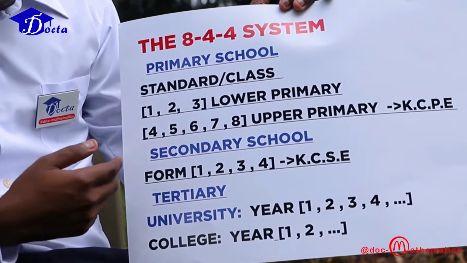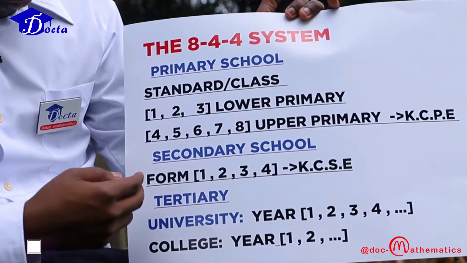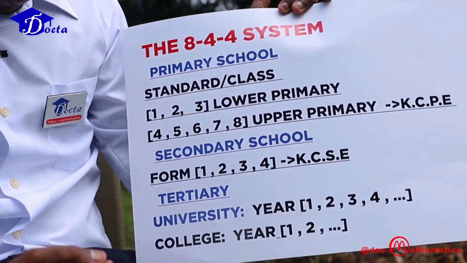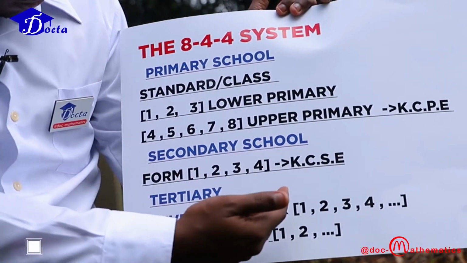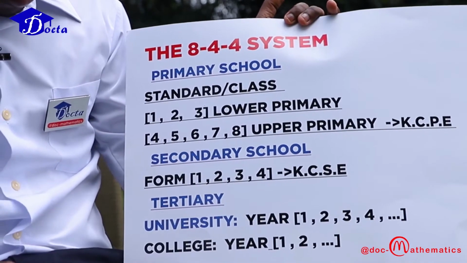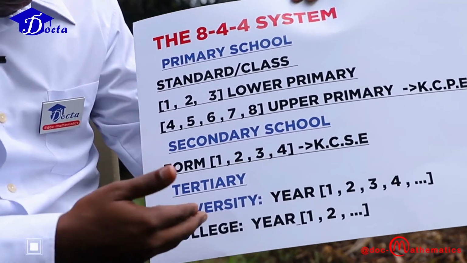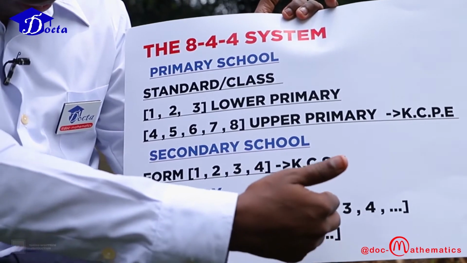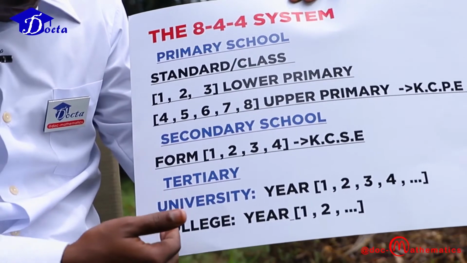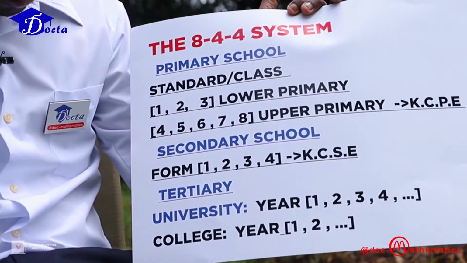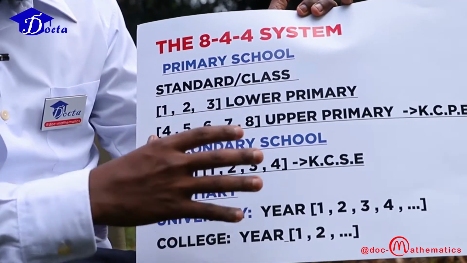Then afterwards, you go to secondary school. Here we talk of forms. So Form 1, Form 2, Form 3, Form 4. Then at Form 4, you sit for an exam. We call it the Kenya Certificate of Secondary Education. Then afterwards, you go for the tertiary. There are those who will go to universities, where they'll take 4 years, year 1, year 2, year 3, and year 4. Then there are those who will go to college, year 1, year 2. Some can do even 3 years. And that's it about the Kenyan system of education.